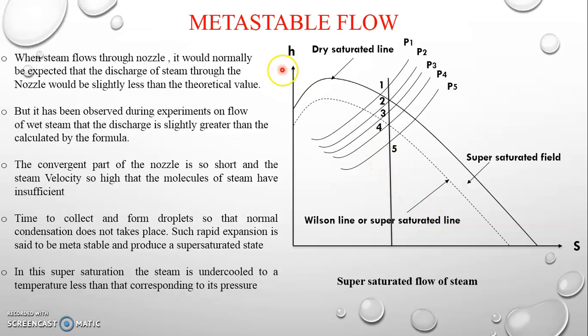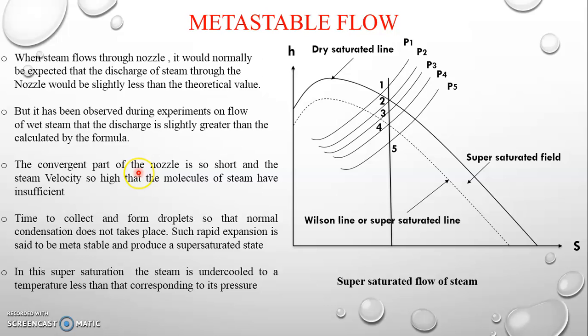Next, we discuss metastable flow. When steam flows through a nozzle, it would normally be expected that the discharge of steam through the nozzle would be slightly less than the theoretical value. But it has been observed during experiments on the flow of wet steam that the discharge is slightly greater than that calculated by the formula.